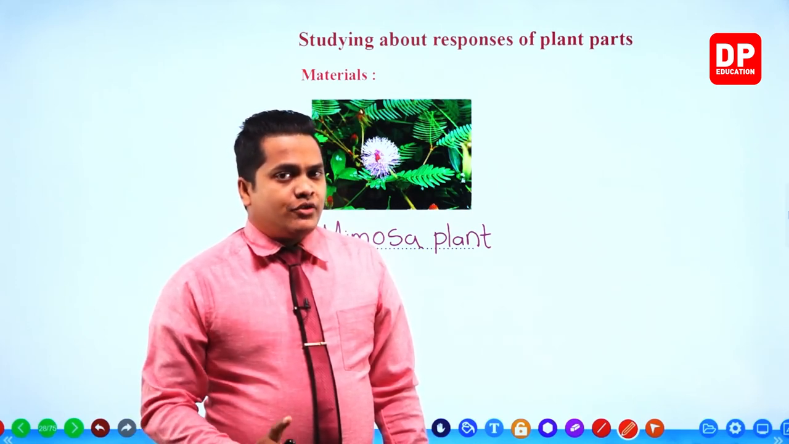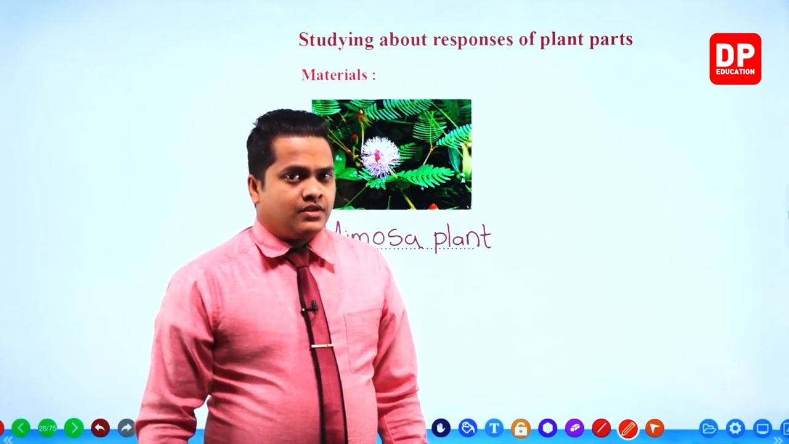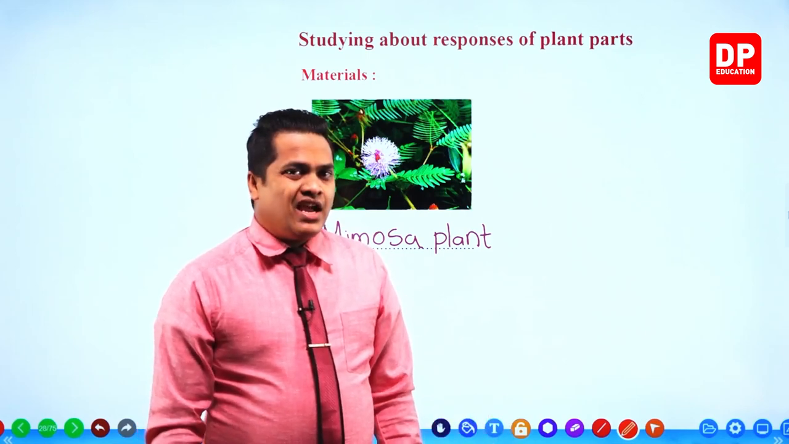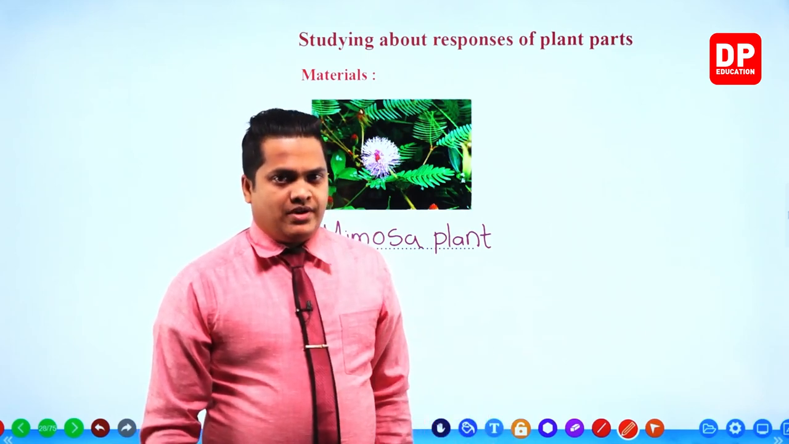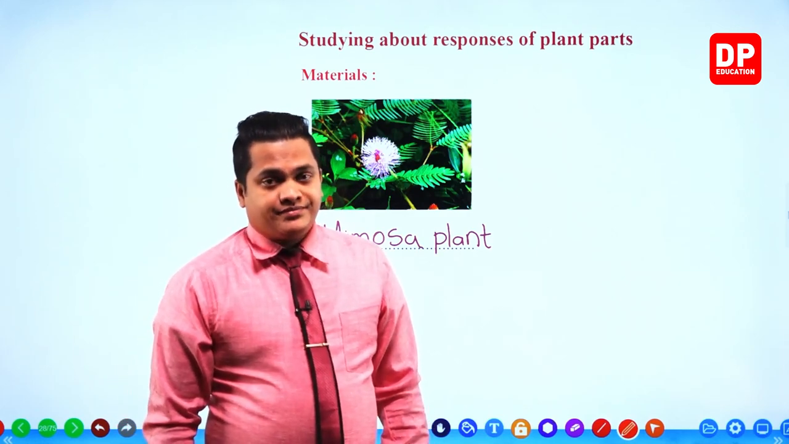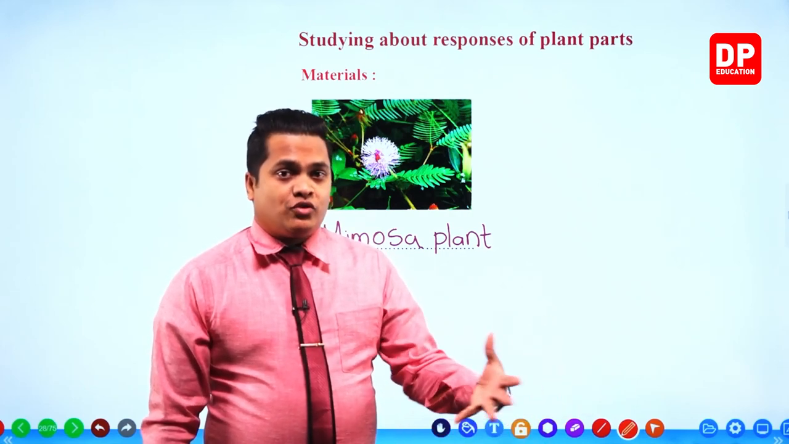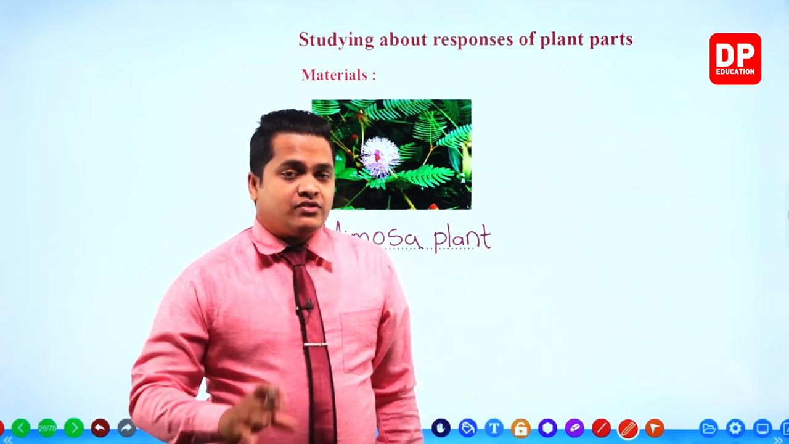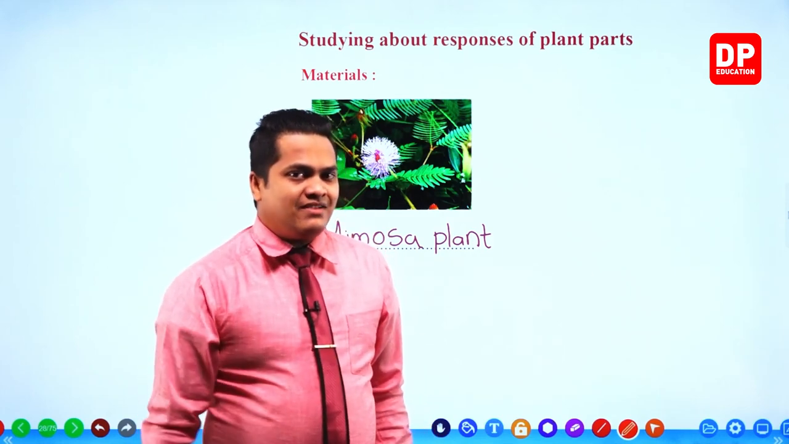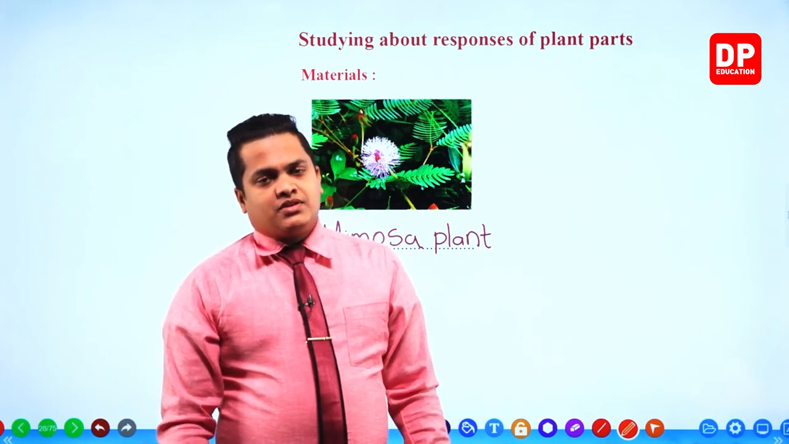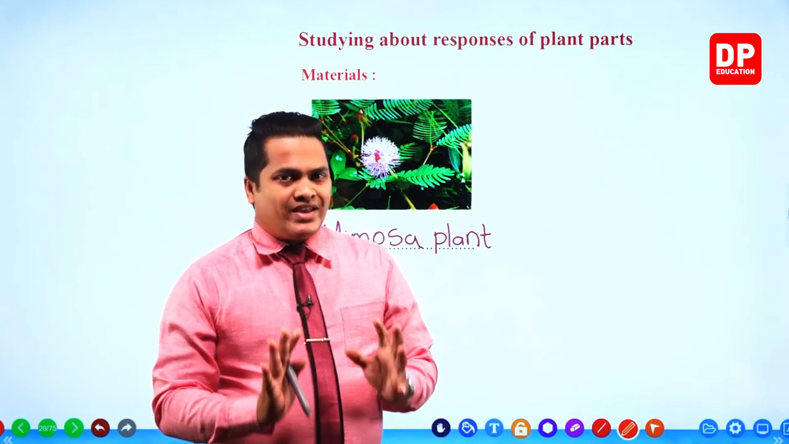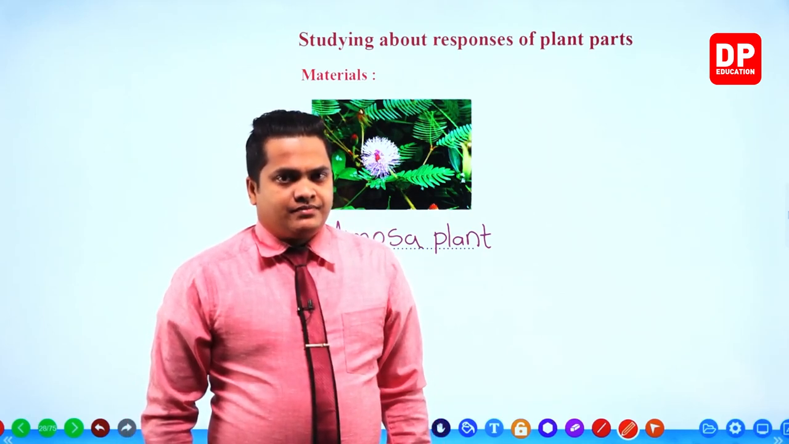So, my dear children, what you have to do is very simple. First of all, you have to vibrate the mimosa plant and observe what is going to happen. Then you have to select another, different mimosa plant, because that plant is already showing the sleeping movement. Then you have to touch the leaves of that mimosa plant and observe what's going to happen. It's very simple to conduct this activity.